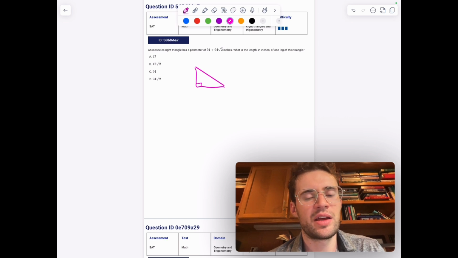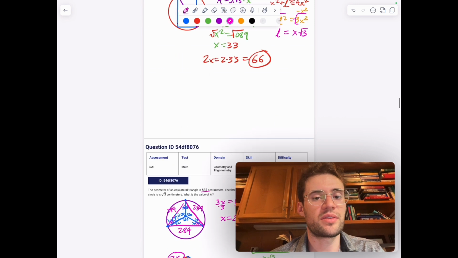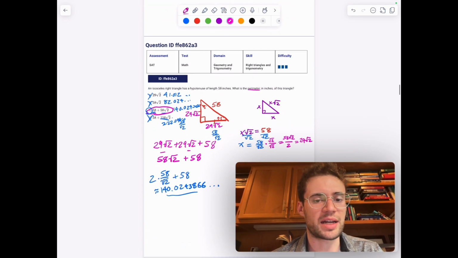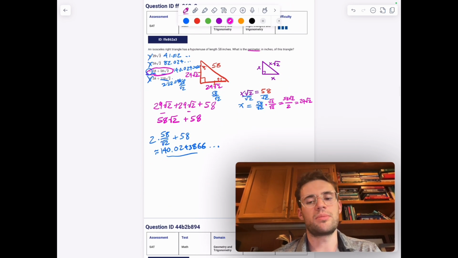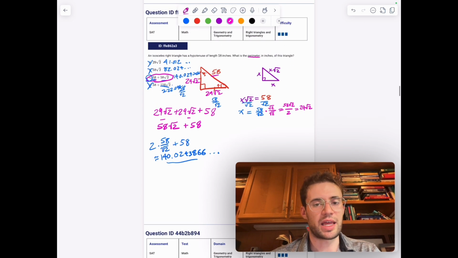Okay. Well, actually, we just did one right before this, so you can even look back to that. Now, on the SAT, you might not have two of them in a row. But we could see the 58, in this case, corresponded to the hypotenuse, and then the 58 root 2 is two of these legs down here.